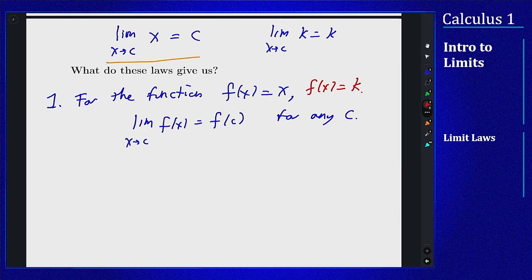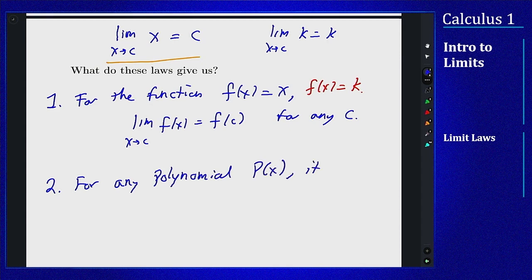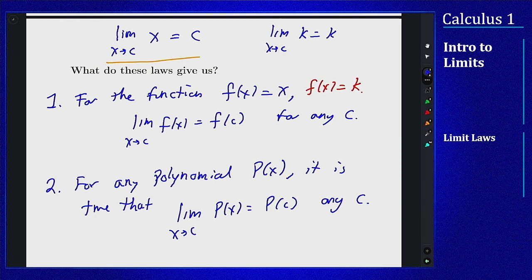And now because we can add, subtract, multiply, and raise to powers, we have x, we have constants, and we have those rules of adding, subtracting, multiplying, and raising to powers. I can build all polynomials. So what that tells me then is that for any polynomial p of x, it is true that the limit as x goes to c of p of x is just p of c, again, for any c, because I've built it from the limit laws and our two basic facts above.